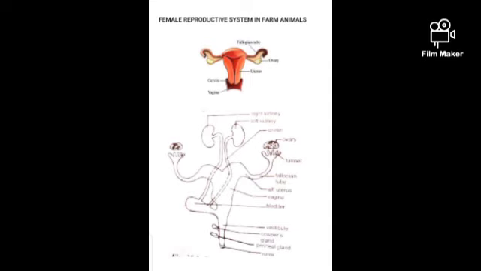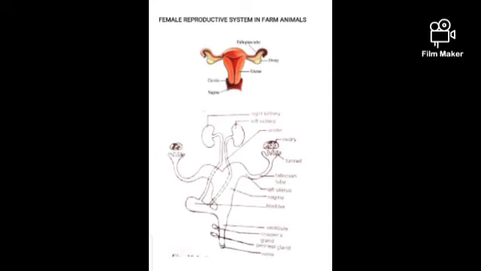As the ovum is released from the ovary, the female animal comes into heat and is willing to mate with the male animal. Heat is the willingness of the female animal to copulate with the male animal, and fertilization takes place. Fertilization is the fusion of the male sex cell, the spermatozoa, and the female sex cell, the egg or ovum. Fertilization takes place in the fallopian tube or the oviduct.